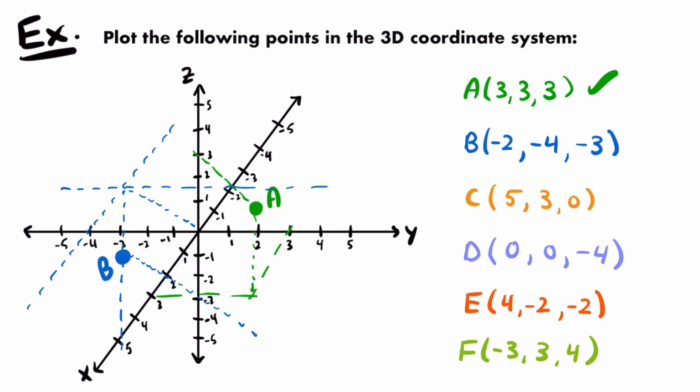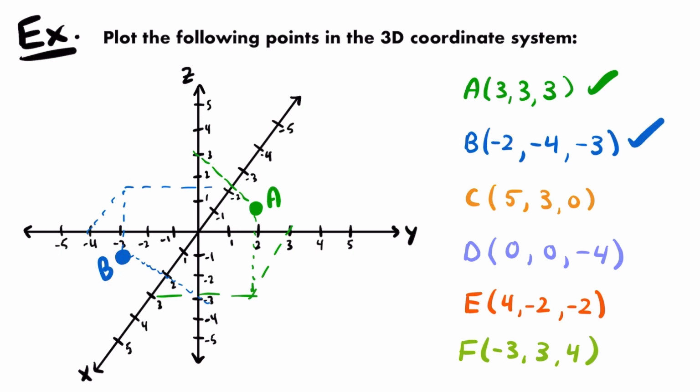That is point B. And now, just like we did for point A, let's remove some of these excess lines so that we can really see where point B is located. All right, so point B is at the coordinates -2, -4, -3. And so if we start at the origin, we go -2 in the x direction, -4 in the y direction, and then -3 in the z direction. And so that is point B.